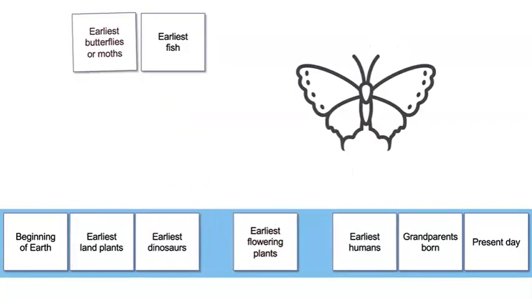And what about earliest butterflies or moths? I know insects have been around for a really long time, and I know that butterflies are a type of insect. But I don't think butterflies or moths have been around as long as dinosaurs. So let's place that event in between earliest dinosaurs and earliest flowering plants.